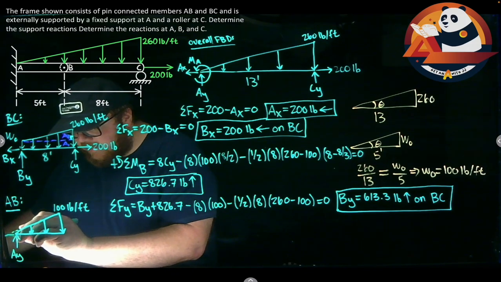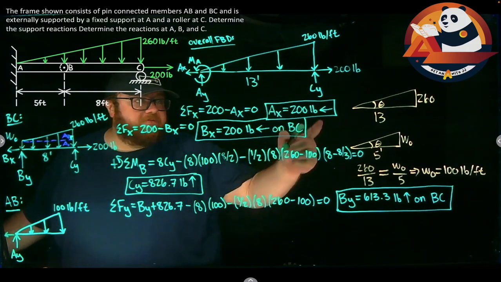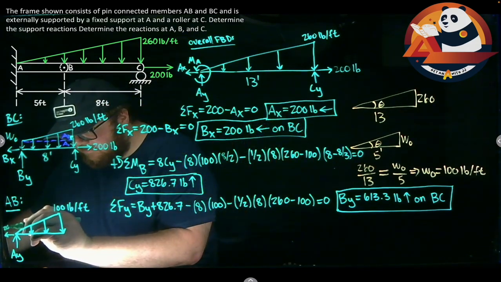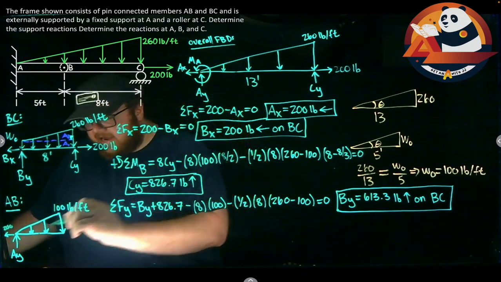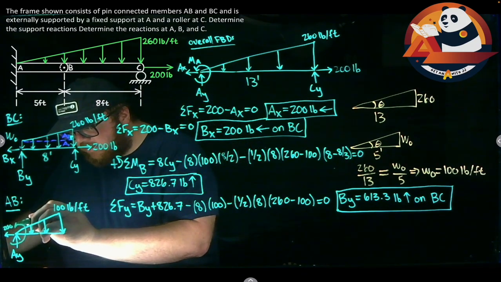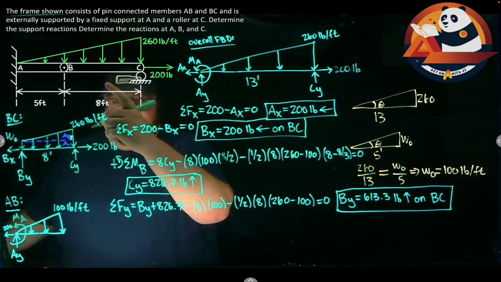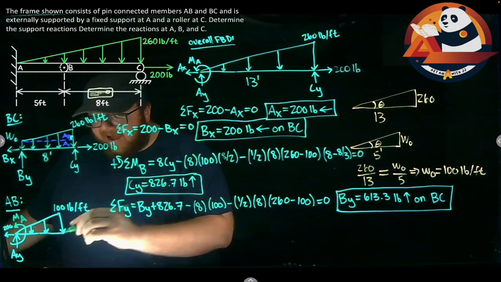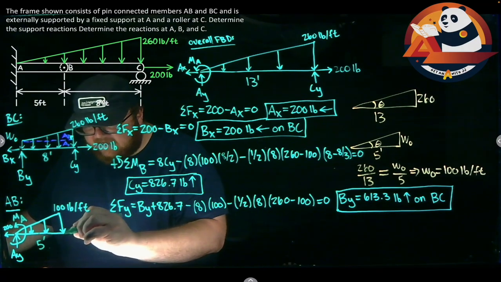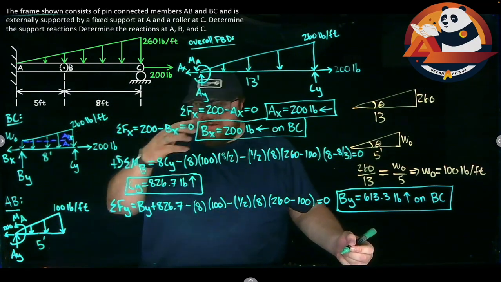I would have AX going to the left. We already found that was 200. I would have MA, which I assumed was counterclockwise before, so that should still be true. MA. This width is 5 feet. So I'll get that in. And then the ones that mess people up.